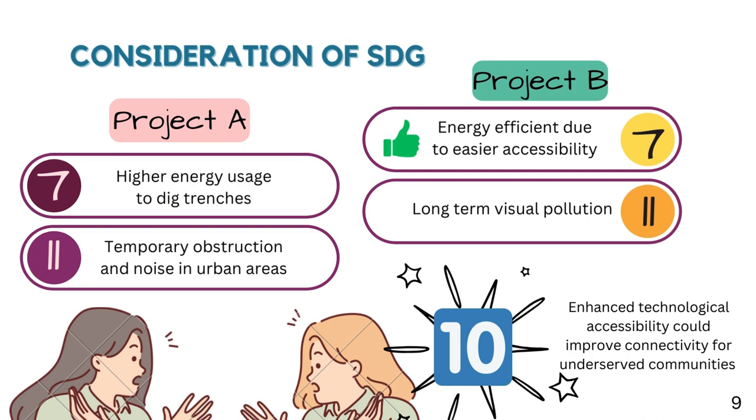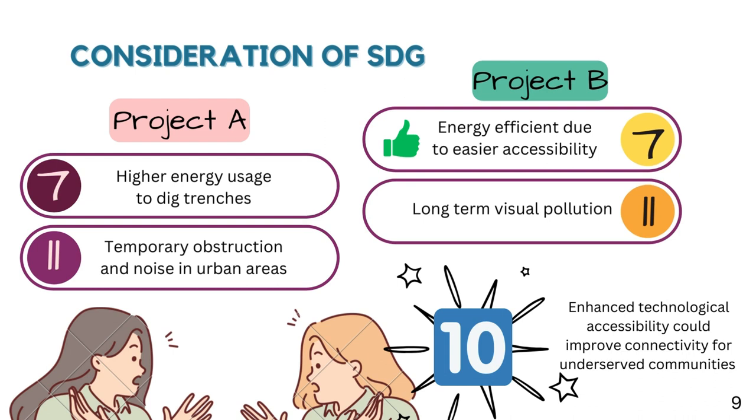Project A. One key SDG impacted here is SDG 7, affordable and clean energy. The higher energy usage is a concern, but it's mitigated by the long-term energy savings provided by a robust underground network that is less susceptible to weather-related disruptions. Additionally, we consider SDG 11, sustainable cities and communities. The temporary obstruction and noise during construction might be disruptive, but these are short-term trade-offs for long-term benefits.